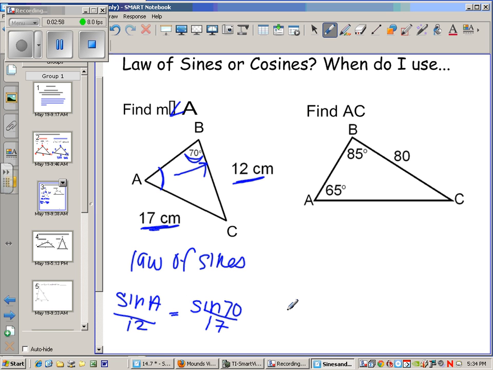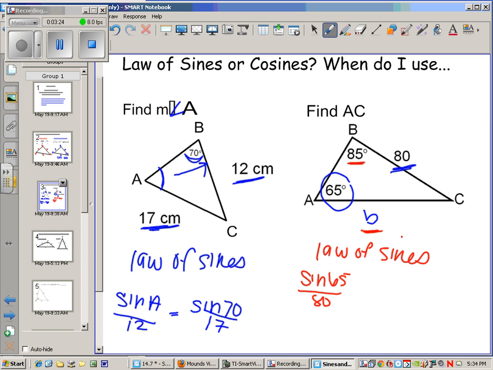Now I look at this next picture, and I see that it wants me to find AC, which is also known as little b because it's opposite angle B. And I notice I have A and its opposite side, and I have angle B, and I'm trying to find its opposite side. So again, this should lead you to the law of sines, and that says that sine of 65 over 80 is equal to sine of angle B, which is 85, over side b, and again, we'd cross multiply and solve. So remember, for law of sines, we need opposite side and angle, 2 pairs of them.